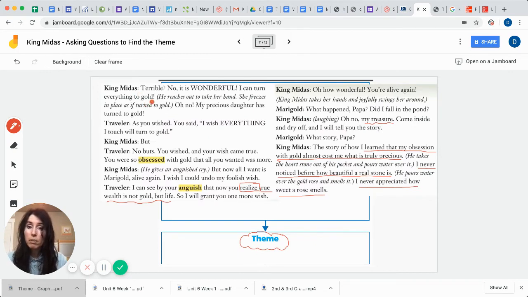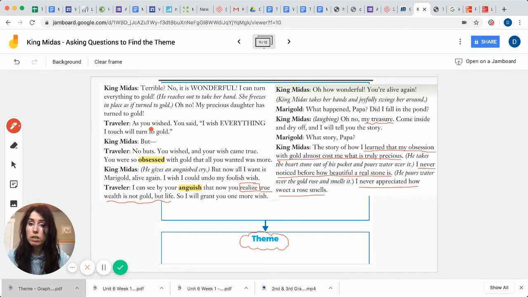And then what does King Midas say? Terrible. No. Oh, this is part of the story where he's talking to the traveler, and she freezes in place as if turned to gold. "Oh no, my precious daughter has turned to gold." So now this is when the traveler is watching what's taking place in the palace.